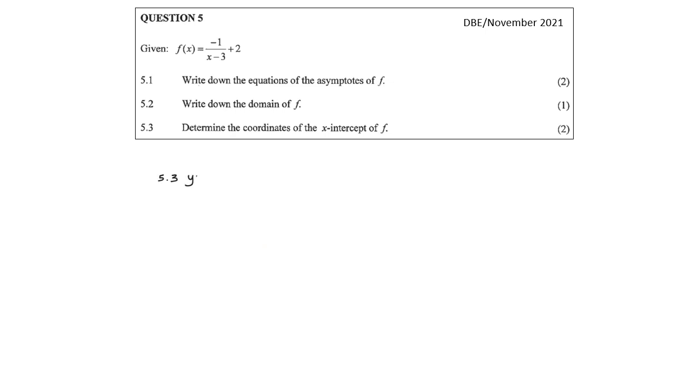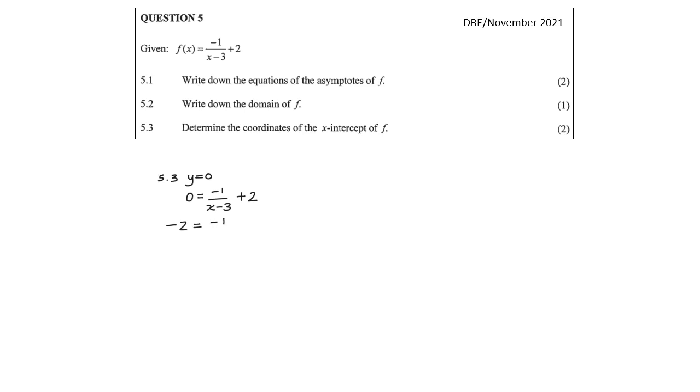Let's look at question 5.3. Determine the coordinates of the x-intercept of f. Now, it's very important to remember that for any function, the x-intercept is where y is equal to 0. So you take the equation of f and you make y equal to 0. And now you are going to solve this equation.